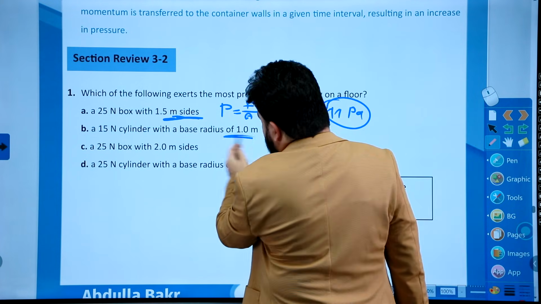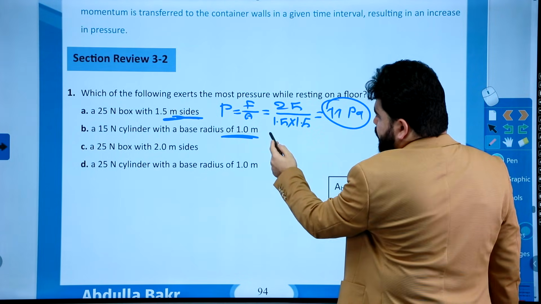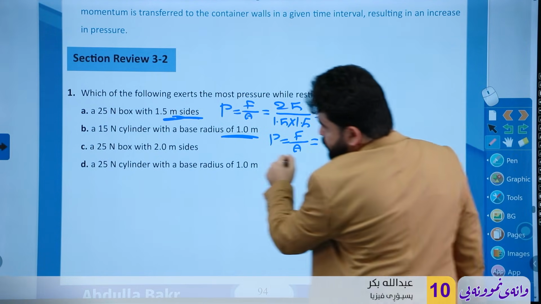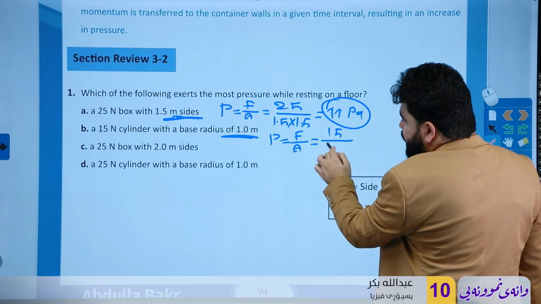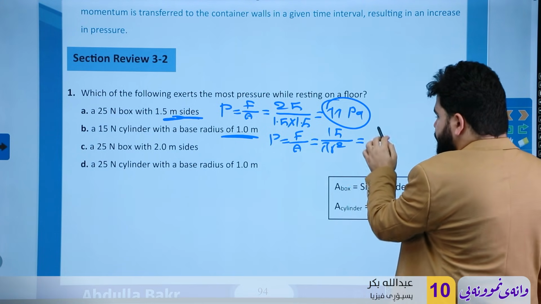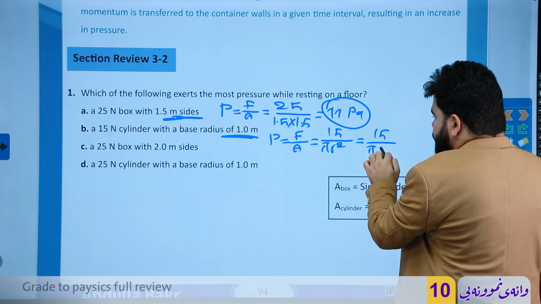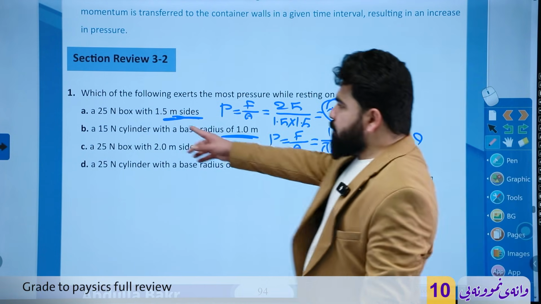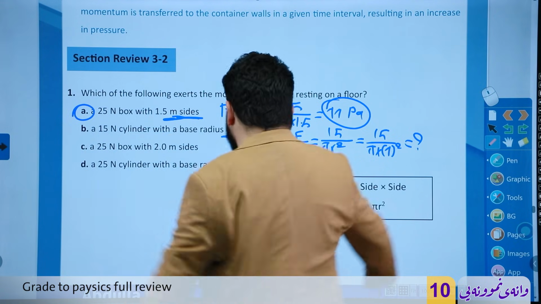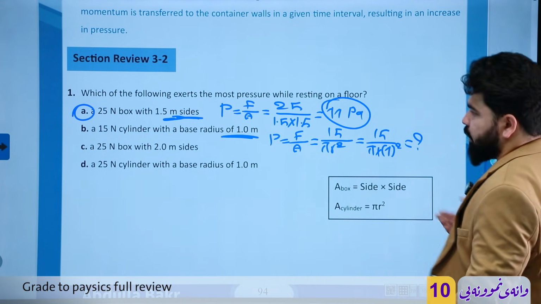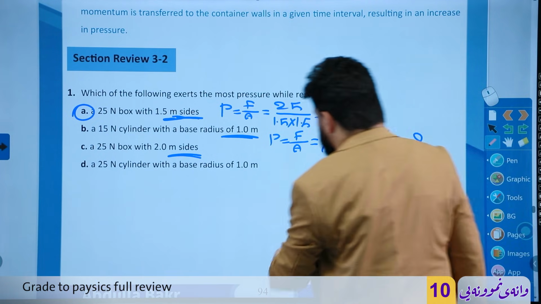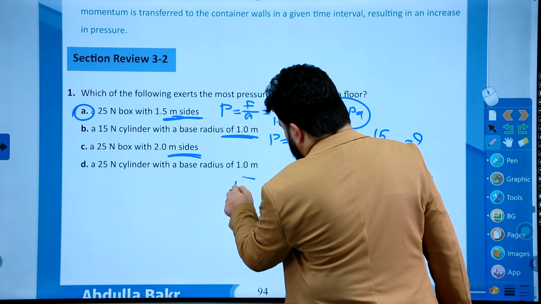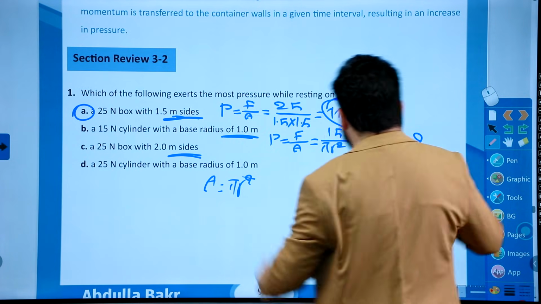Okay, you have radius here. So you're going to say pressure is equal to force divided by area. Force is equal to what? It is equal to 15. But area is pi radius squared. So 15 divided by pi times radius, which is 1, squared. Calculated, I think number A exerts the most force because it's the highest. Also here, if it says sides, just multiply 2 by 2. This one says radius, so use pi r squared to find the area and use it in the equation.